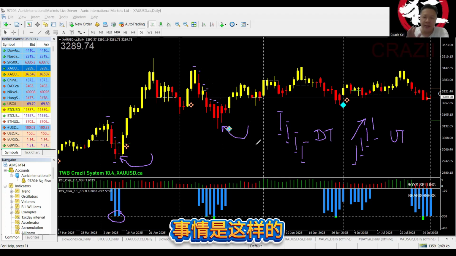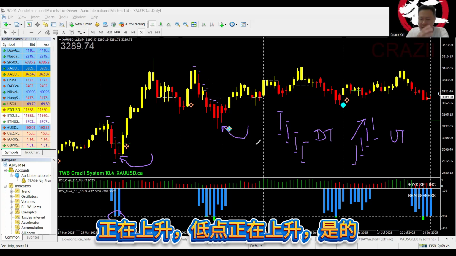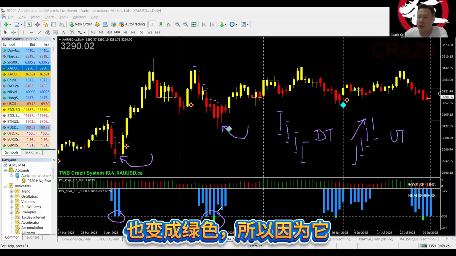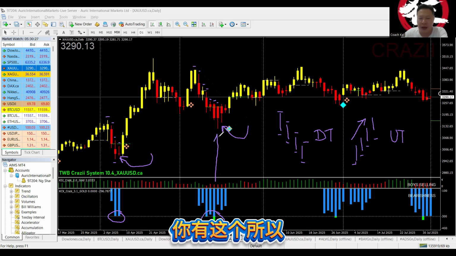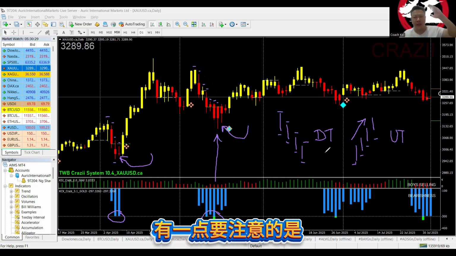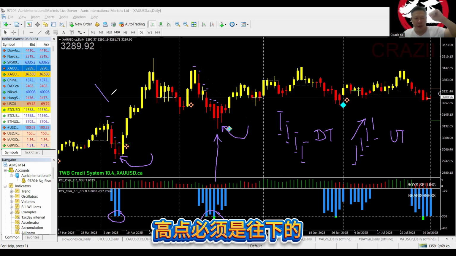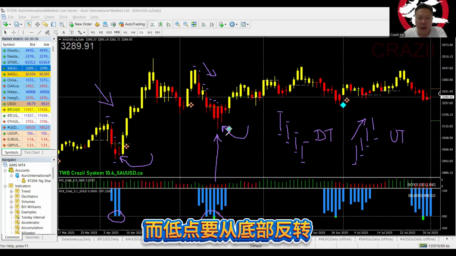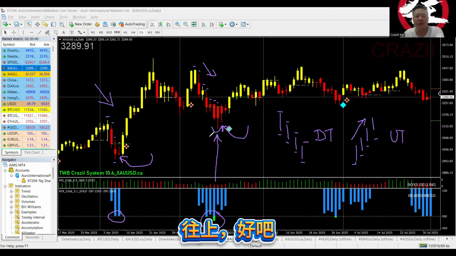The thing is this: the low itself is turning up. The low is also turning up, yeah. And then after that, you notice that KCX also turned green. So because of that itself, you have this. One thing to note is that the high must be going downwards, and the low itself has to turn around from the low bottom up. Got the idea? So you get the idea now.